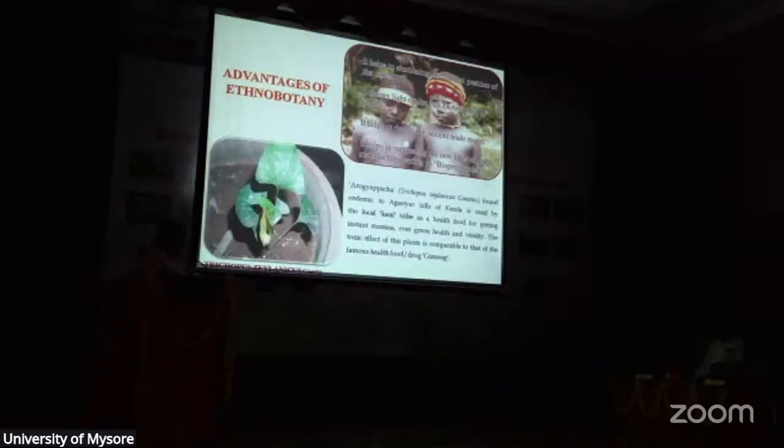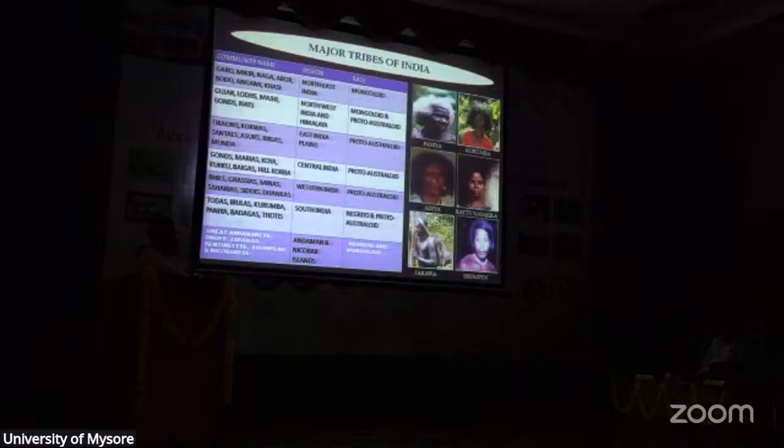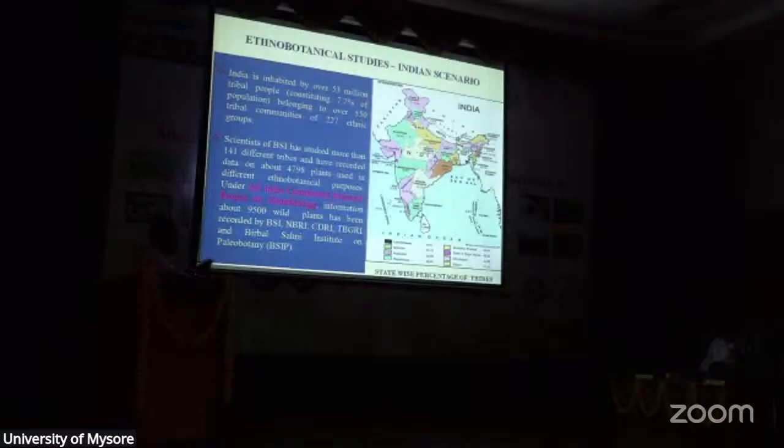Only one plant has completely changed the life of the Kani tribals. You may have heard about Pushpangadan's work, Arogyapacha, Trichopus zeylanicus. And of course, these are the important tribes of our country. The All India Coordinated Project on Ethnobiology exists, in which 4,798 plants used by tribals have been completely documented.